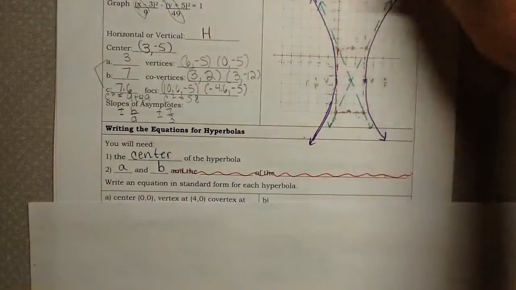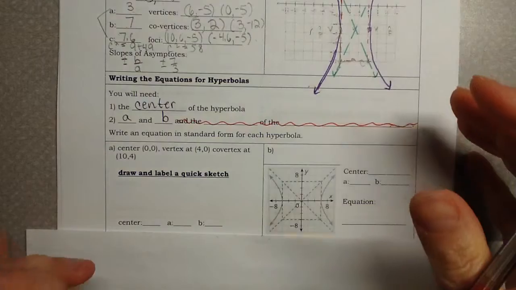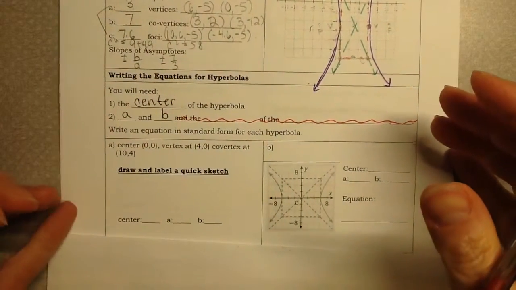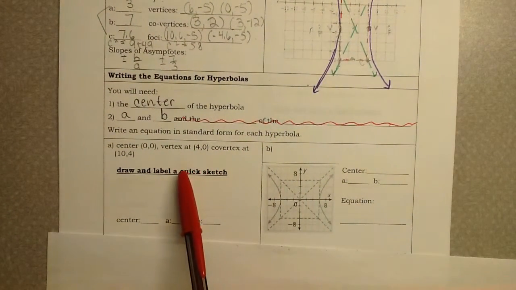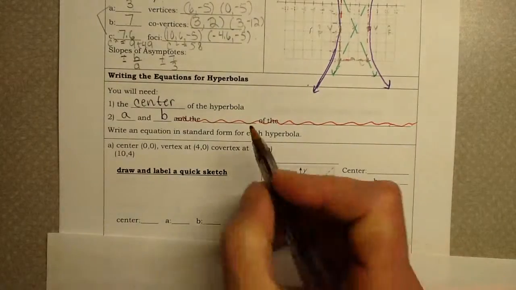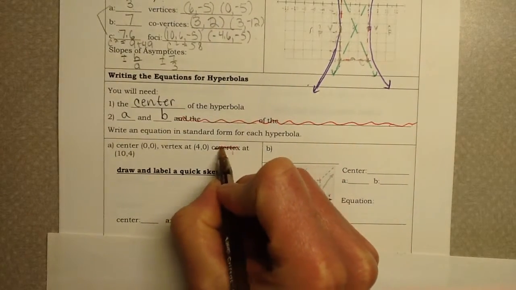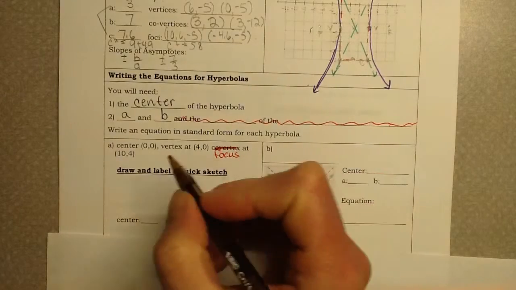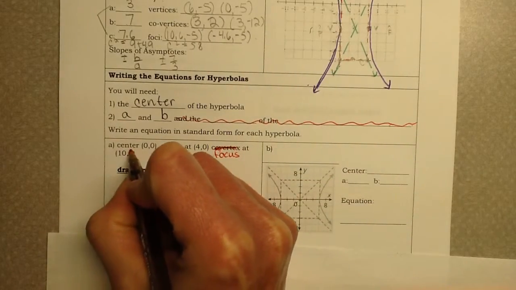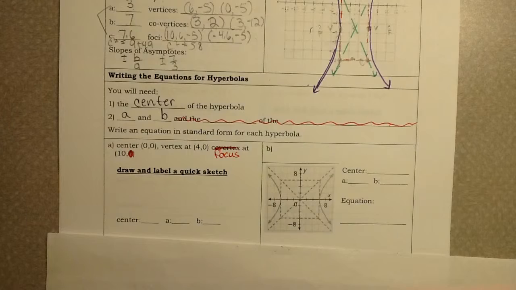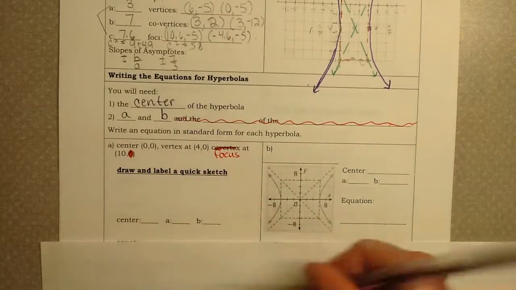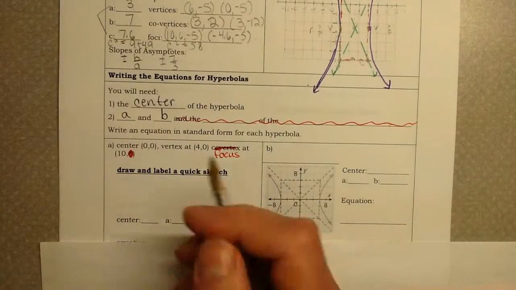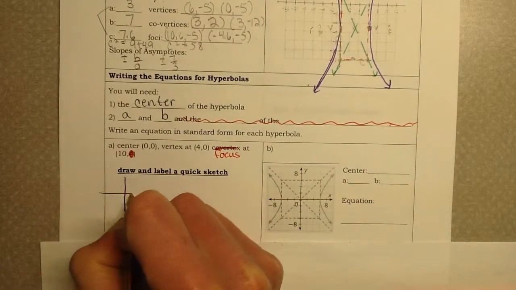Okay, so we have two different examples here. The first one, we have a center at 0, 0. We have a vertex at 4, 0. And let's change this to a focus at 10, 0. So we'll make that into a 0. Okay, if you don't know what to do, always a good idea to draw a quick sketch of the information that you're given. So we'll just do this here.